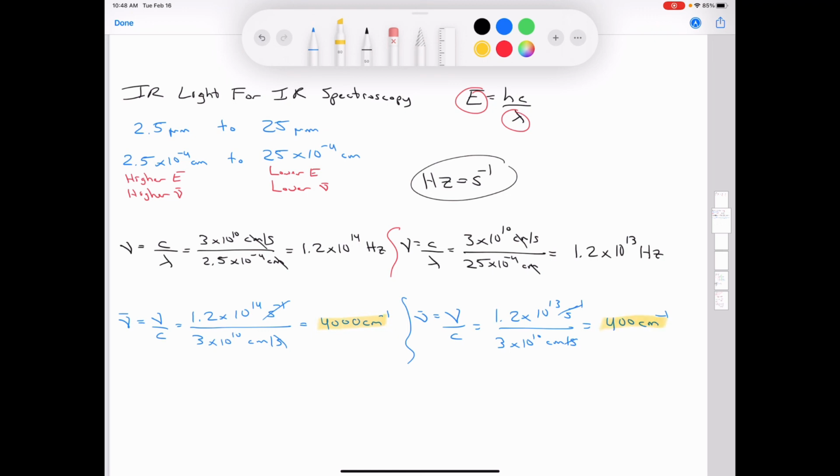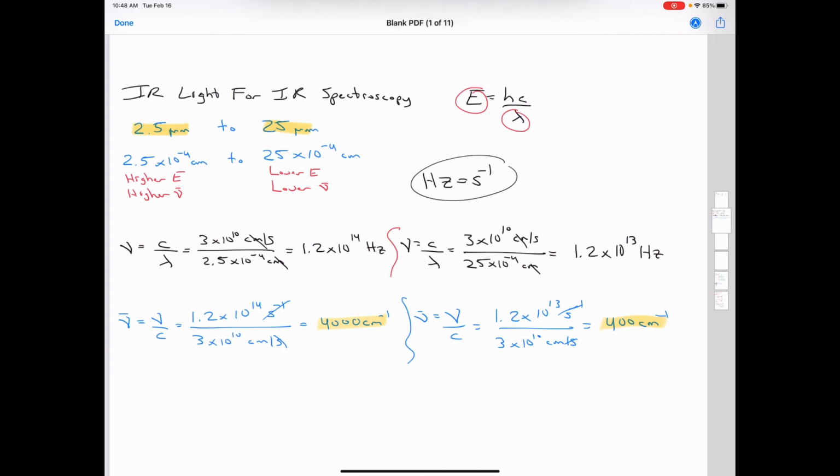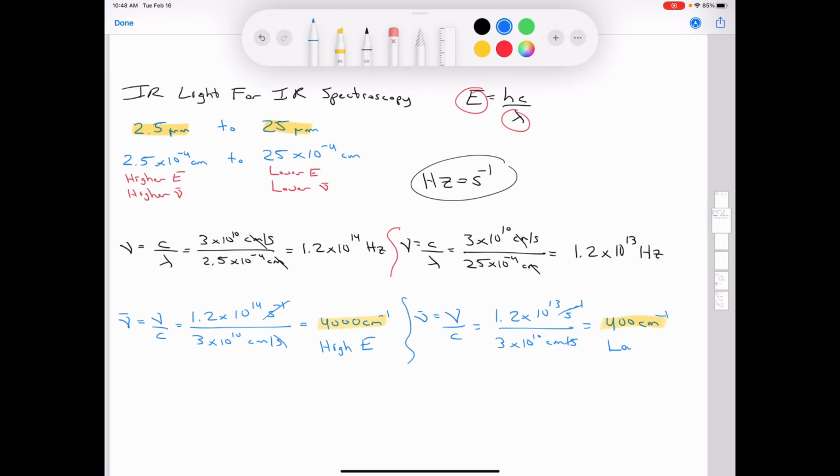Okay, here are the wavelengths of infrared light that are used in the infrared spectrometer, and they result in the wave number range being from 4,000 reciprocal centimeters, which again corresponds to high energy, all the way down to 400 reciprocal centimeters, which corresponds to low energy.